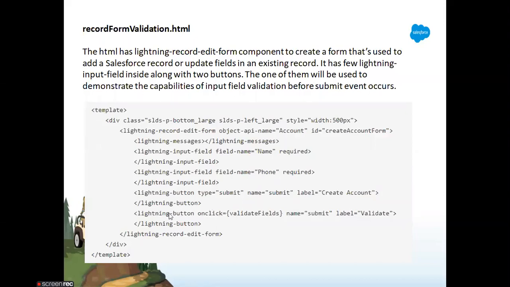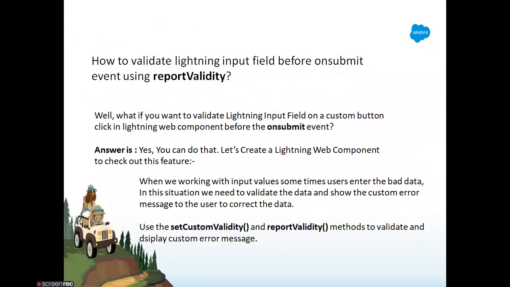We also create one custom Lightning button, of type submit, and on click we are calling one function, validate fields. So in this particular example, we are using both things: the predefined one supported by HTML, that is required, and one custom, where we can utilize the report validity method to validate the fields.